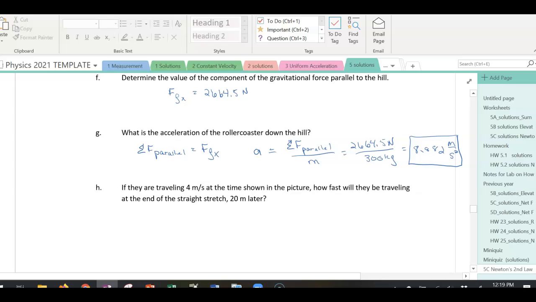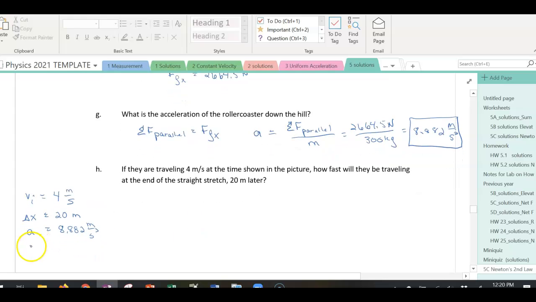So it says that at the point that we saw in the figure, the initial velocity is 4 meters per second, and 20 meters later, so they have a displacement of 20 meters, we've just found their acceleration, which is 8.882 meters per second squared. They're asking us how fast they're going to be going.